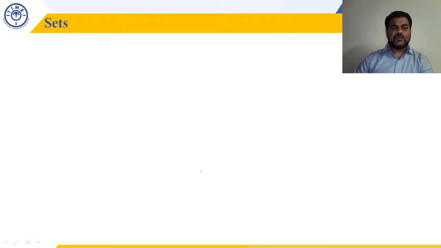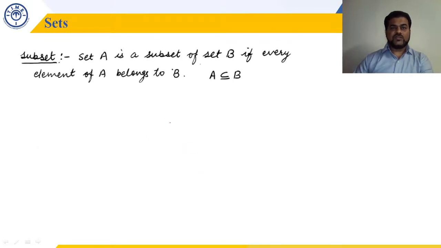Fine. Let's move ahead. What is a subset of a set? Set A is a subset of set B if every element of A belongs to B. Set A is known as a subset of set B if set A contains only those elements which belong to set B. Set A might not contain all the elements of set B, but whatever elements set A has, those elements must be from set B only. So it is denoted like this.